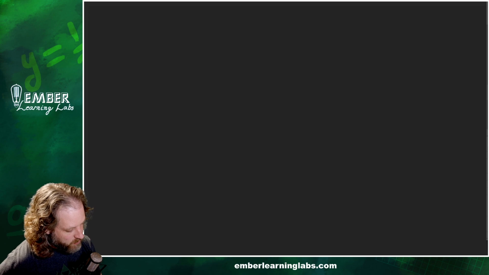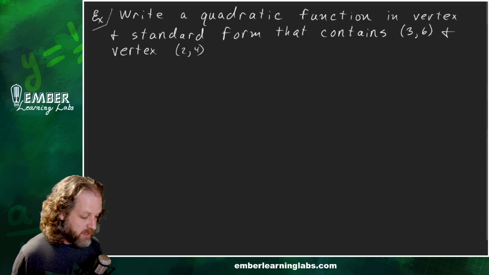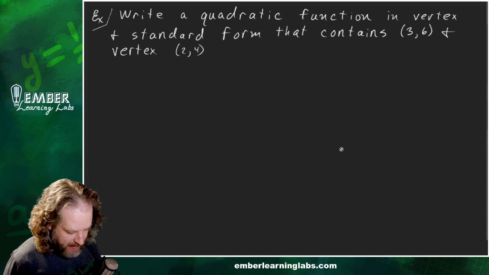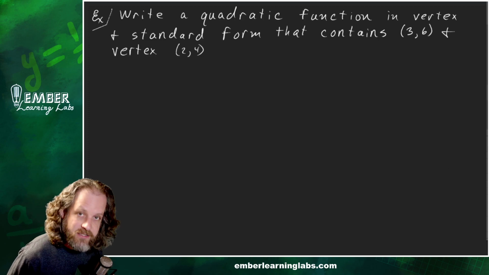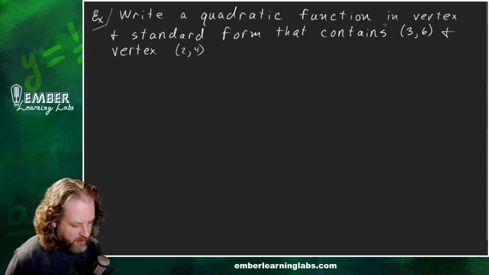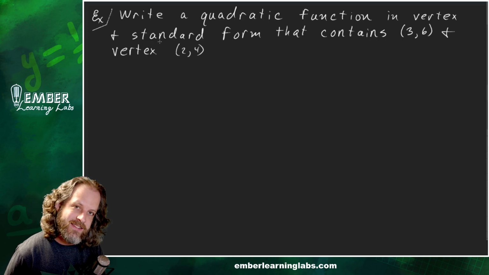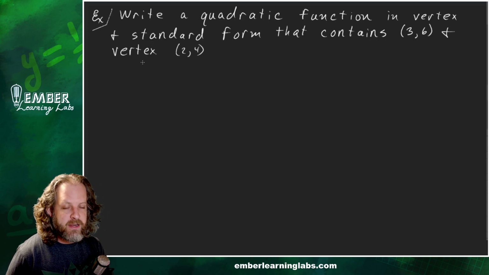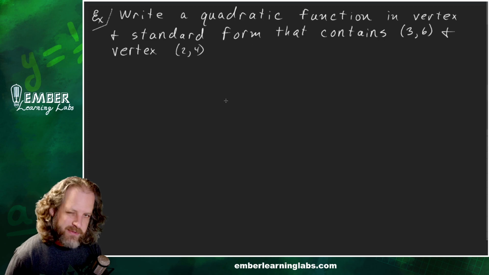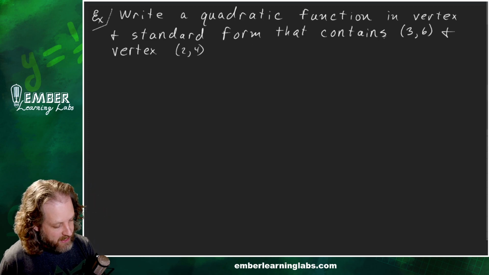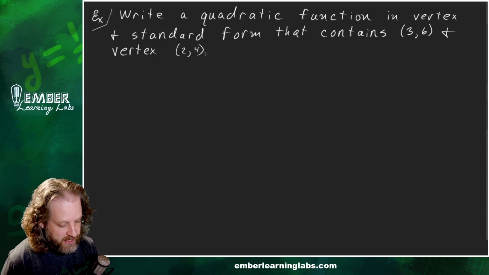Let's do one more example, and then we're going to be done. Now, you notice there's no graph here. We're trying to get an equation. We're going to do it based on the things that we've learned. So write a quadratic function in vertex and standard form. We're going to have to do a little algebra manipulation to change between forms. It's not going to be too bad. Don't stress. That contains this point and the vertex of this.